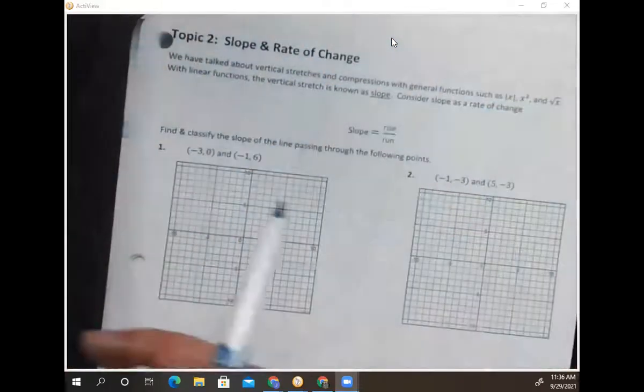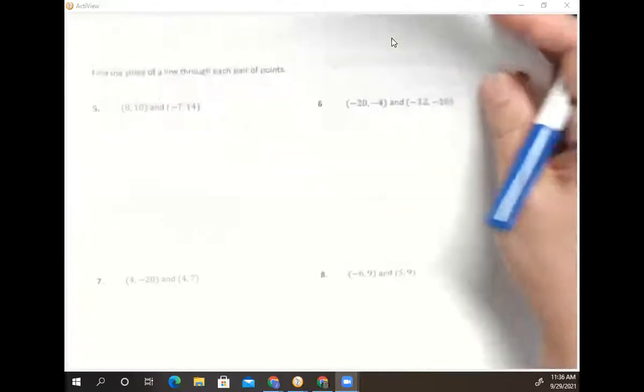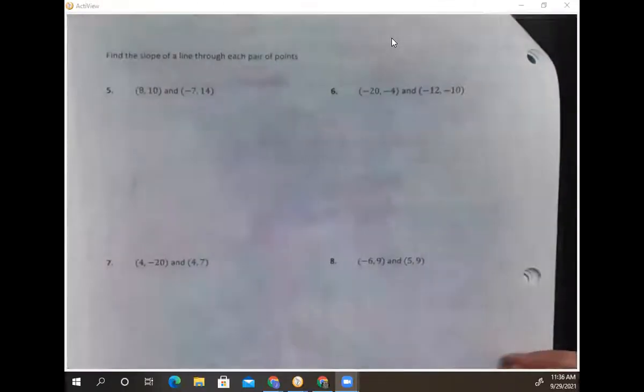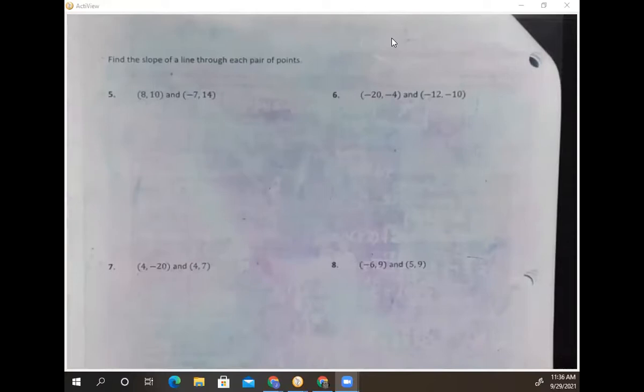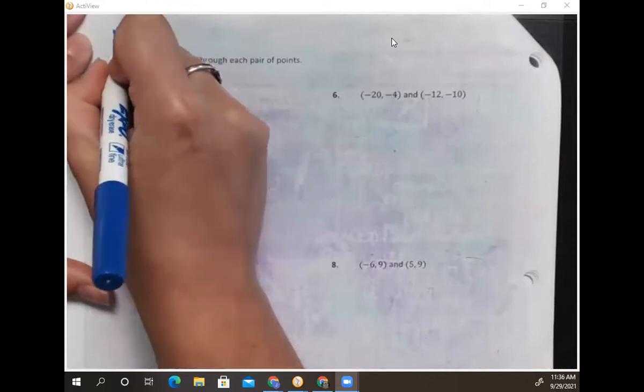So instead, what we need is another way to find slope that doesn't rely on having the graph. Okay, so that's what we're going to talk about next. So we have another way to find the slope between 2 points, and that's using slope formula. Okay, so the idea behind slope is that we're looking at the rise over the run.